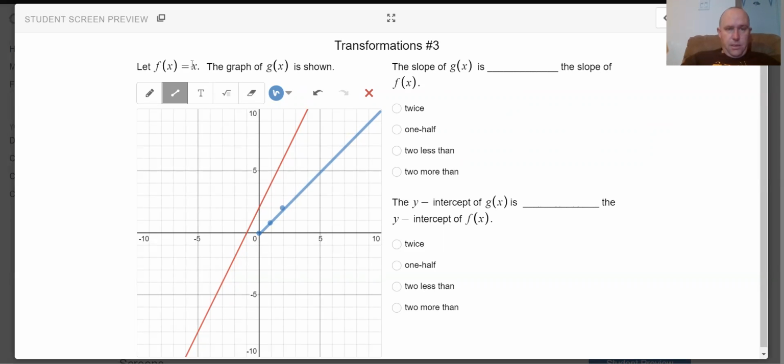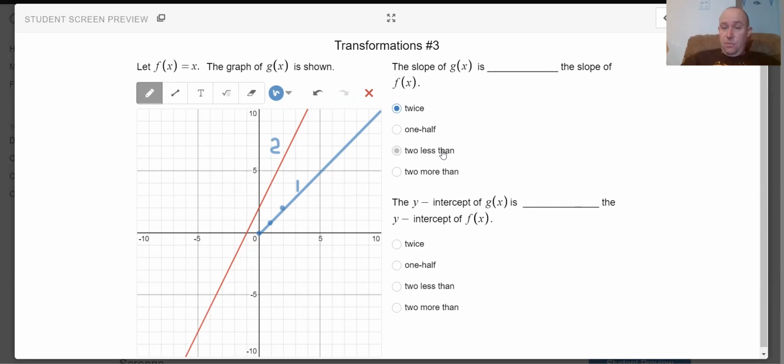Now, also, this requires our vocabulary skills as well. So the slope for this one is 1. The slope for this one, I've kind of got to count it out a little bit. I can see that it goes up 2 squares and across 1 square. So I know the slope of this line is 2, and I know the slope of this line is 1. So twice means times by 2. So 1 times 2 is indeed 2. Clearly not 1/2, because that would be a lower slope.